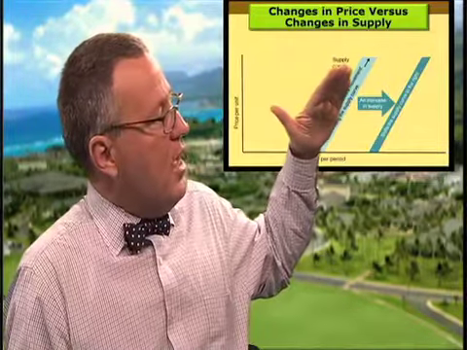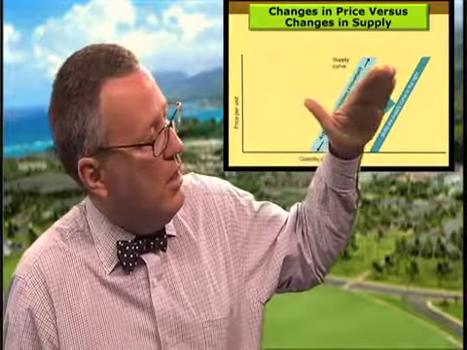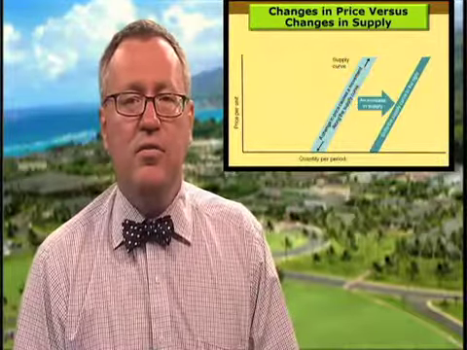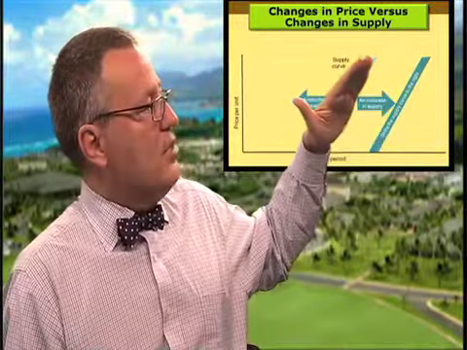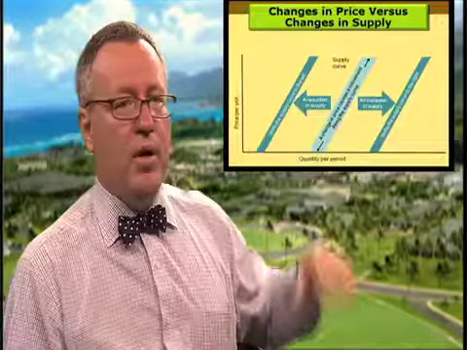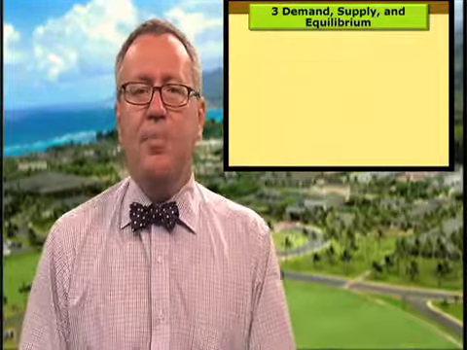An increase in supply causes an expansion of the market and causes us to shift our supply curve to the right. A decrease in supply, causing a contraction in the market, is going to cause us to shift the supply curve to the left. Now we're going to put these two together.